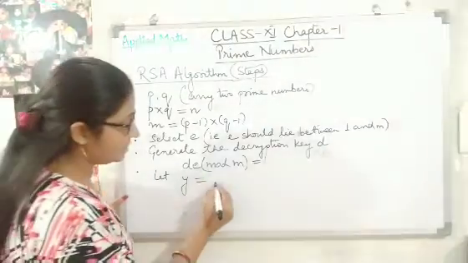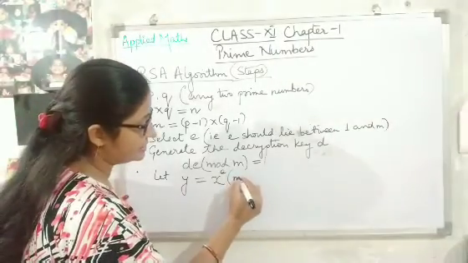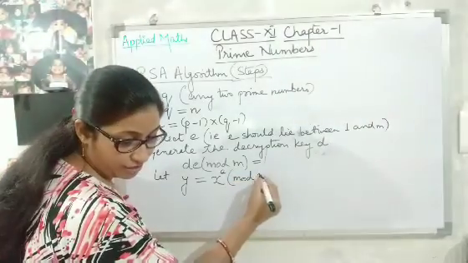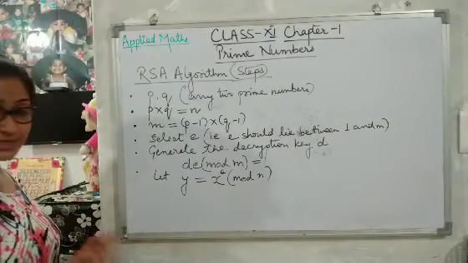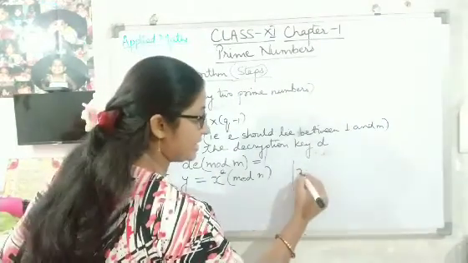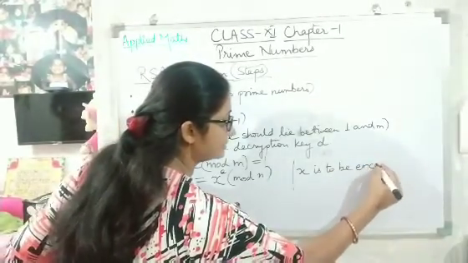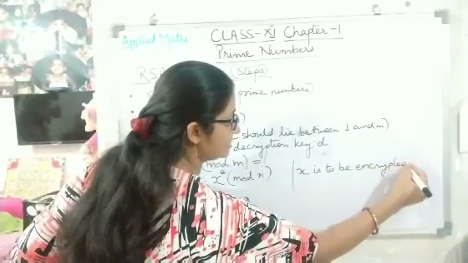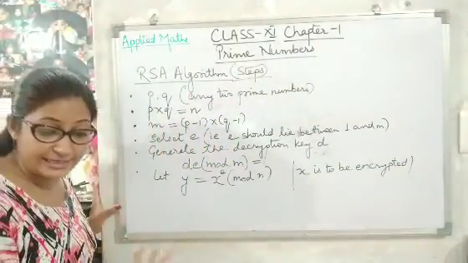And after this, we have to take any variable y such that y is equal to x to the power e, and here we take mod of n. And what is happening? Let's see, what is this x? x is to be encrypted. This x is the actual value which we have to encrypt.